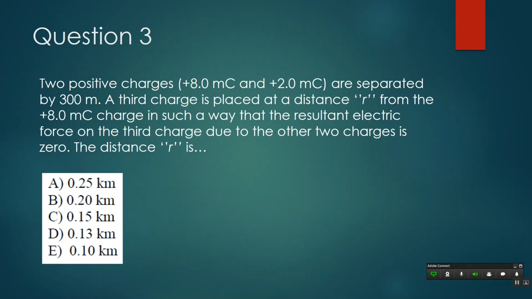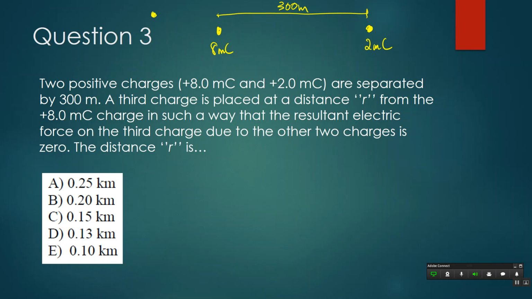So question 3: two positive charges, 8 microcoulomb and 2 microcoulomb, are separated by a distance of 300 meters. I'm just going to draw that to make it easier for myself. There you go, 8 microcoulomb and 2 microcoulomb at a distance of 300 meters. A third charge is placed at a distance r from the 8 microcoulomb charge in such a way that the resulting electric force on the third charge due to the other two charges is 0. The distance r is... all right, so I have to put a charge here, and how many is this charge?